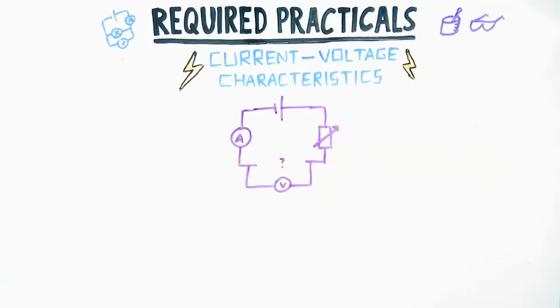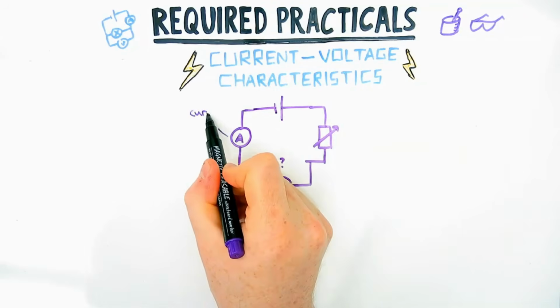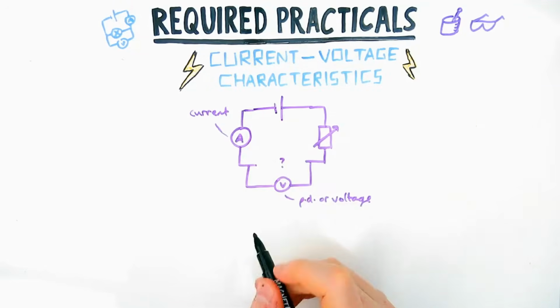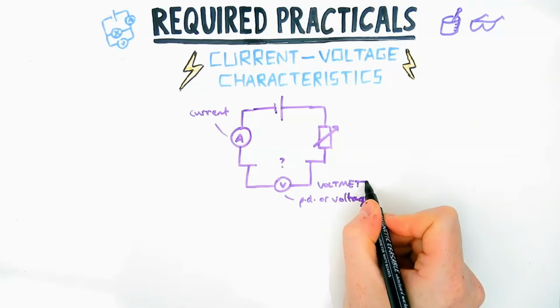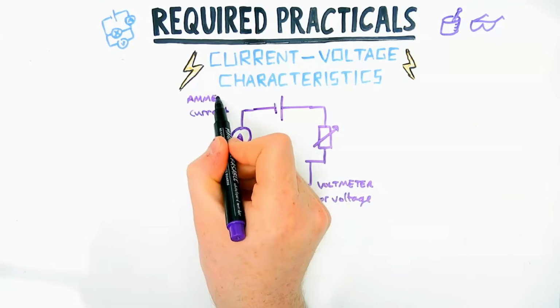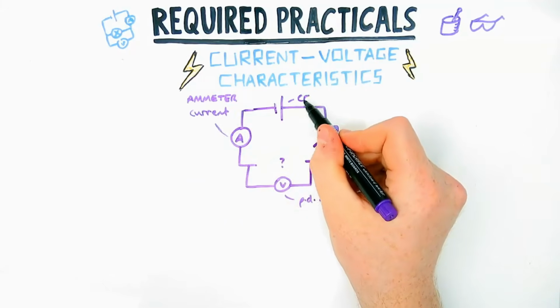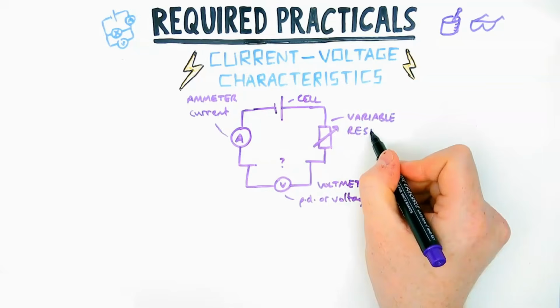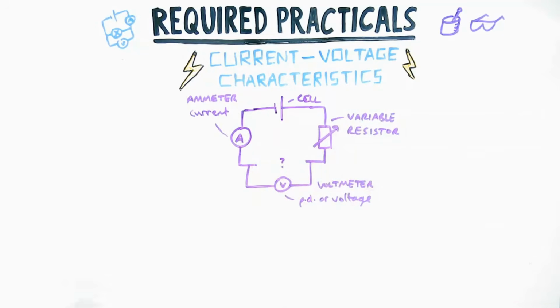You need an ammeter, you need a voltmeter, and you need what's called a variable resistor. An ammeter measures the current, a voltmeter measures the potential difference or voltage, same thing, and the variable resistor is the thing I guarantee you'll forget, which changes the resistance and therefore changes the current in the circuit. We'll come on to a bit later why that's so important.